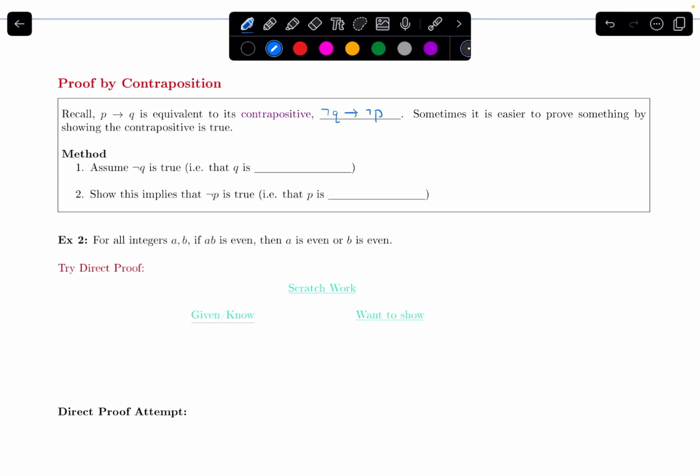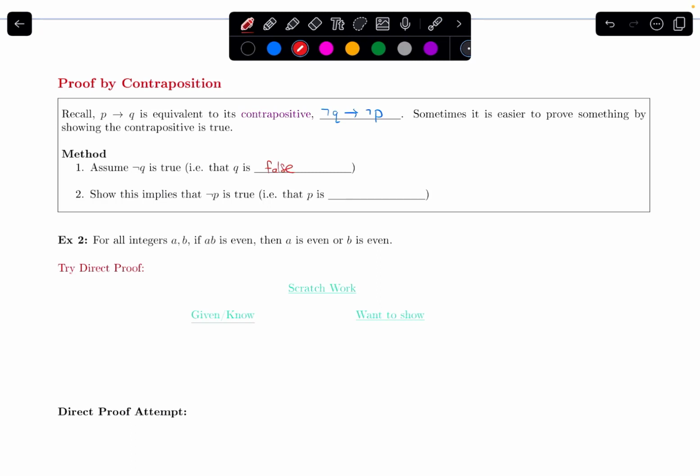Those are equivalent. And sometimes it's easier to prove something by showing the contrapositive is true, instead of showing that the initial thing is true directly. So our method for showing this new implication, the contrapositive, will be: assume not Q, that's the new given. That's another way of saying that if not Q is true, then Q is false. We'll assume Q is false.